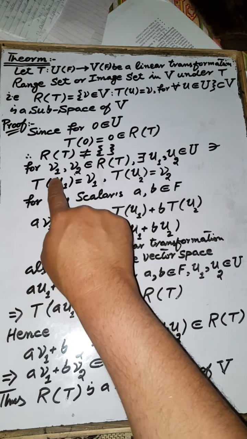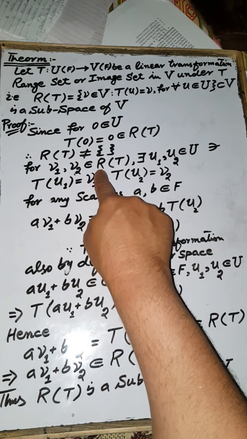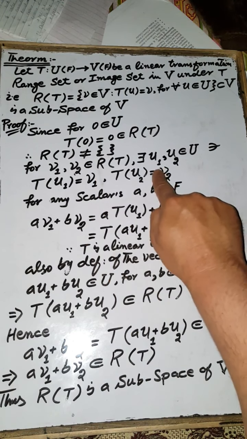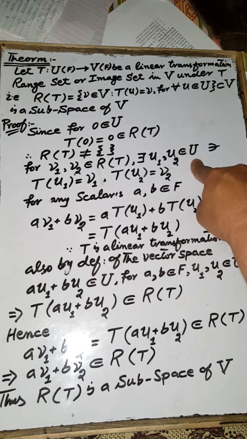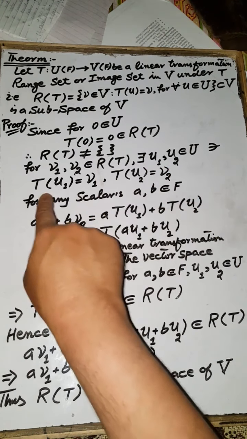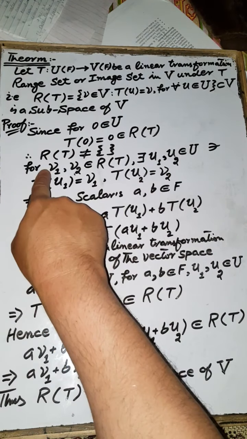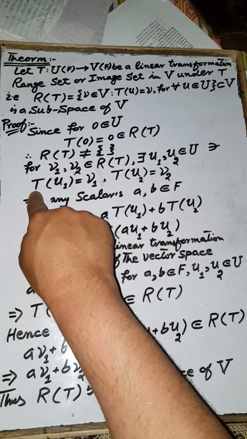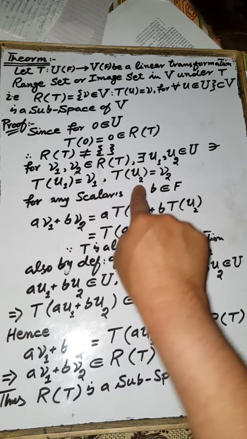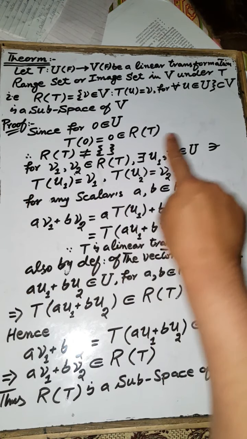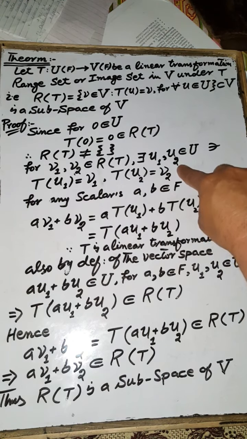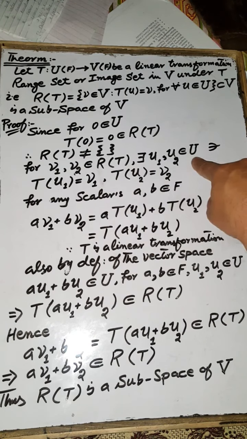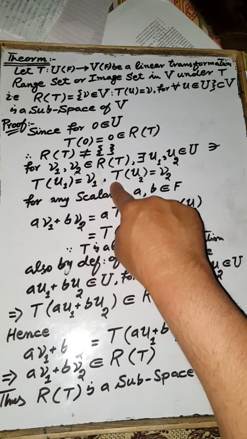Now for any two elements v1, v2 in the range set of the linear transformation T, there exist two vectors u1, u2 in the vector space U such that v1 is the image of the element u1 under the linear transformation T, and v2 is the image of a vector u2 of the vector space U over the field F under the linear transformation T.